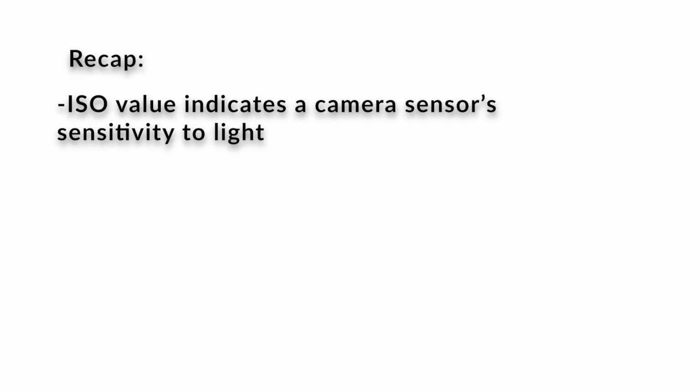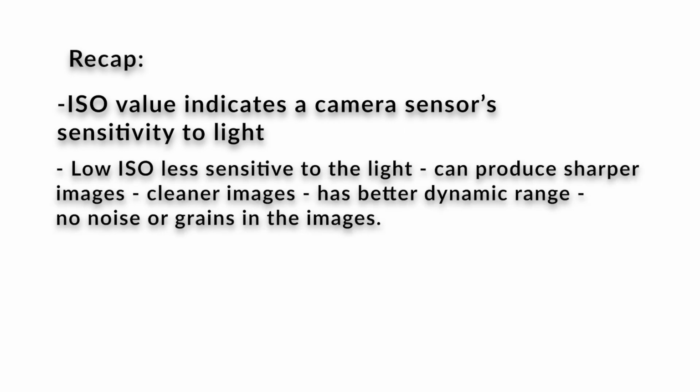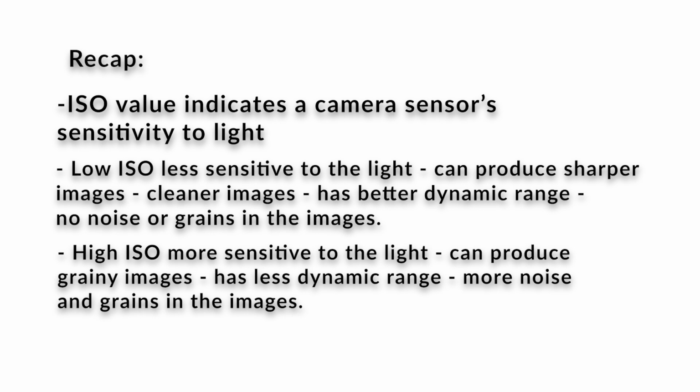So, let's make a recap. ISO is the camera sensitivity to the light, or as we call fake light. Low ISO has good dynamic range or better dynamic range, less sensitive to the light, can produce cleaner images or no noise on our photo. High ISO has low dynamic range, more sensitive to the light, and can produce grainy images.